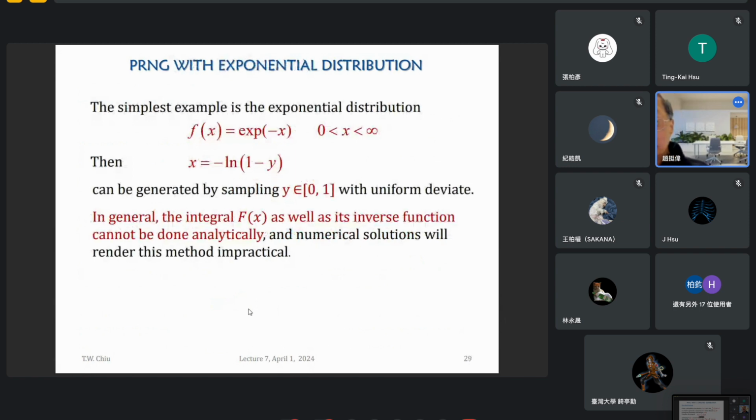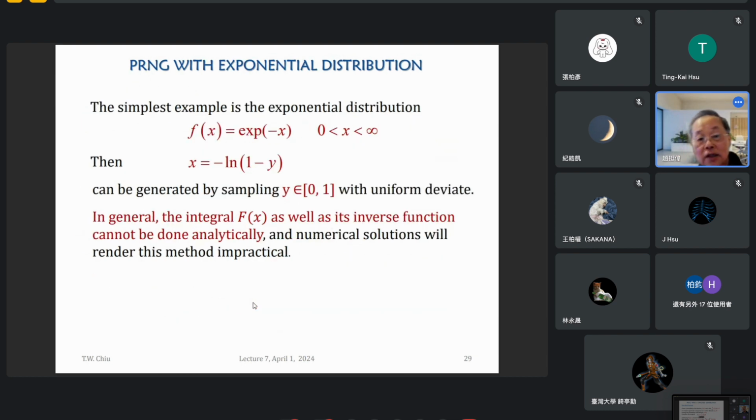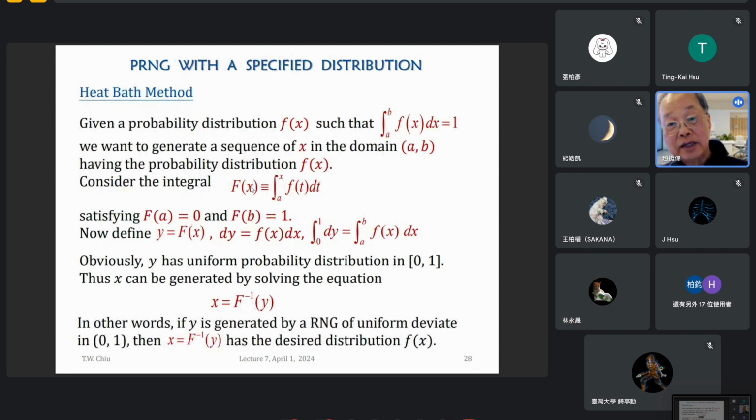Of course, you can do the integration numerically and then numerically obtain the solution of the inverse equation. But this will be too time consuming, and the most tedious way of getting random numbers, and it's not efficient because we need many random numbers. So it's impractical unless you can do the integral analytically and also solve this equation analytically. Numerical solution will render this method impractical. So this step has to be done analytically, and at the end the relationship between y and x is a very simple analytic function.